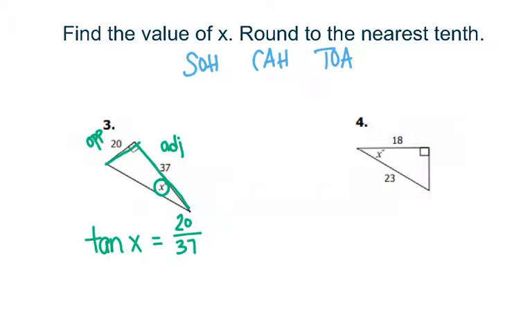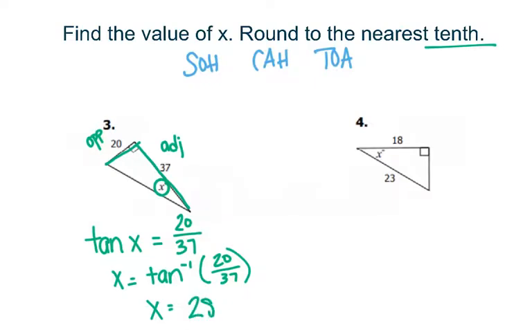And because we're finding an angle, we're going to use our inverse tan function. We're going to type this in our calculator, and we're going to round to the nearest tenth, because it says so up there, and that's 1 decimal place. When I put this in my calculator, I get 28.4 degrees.